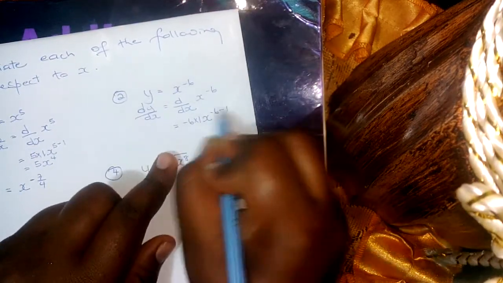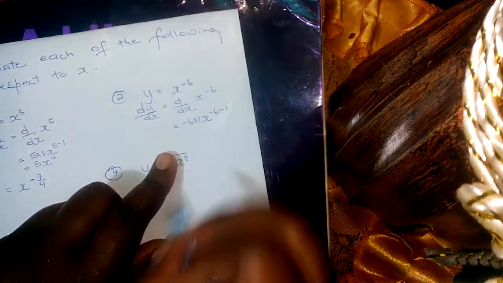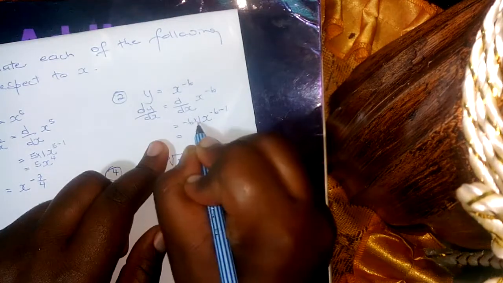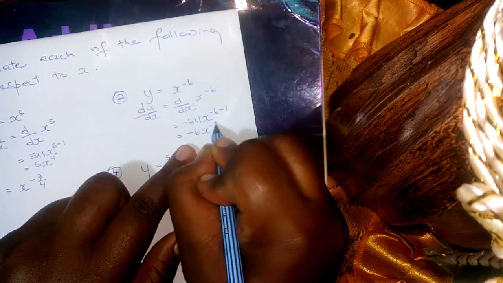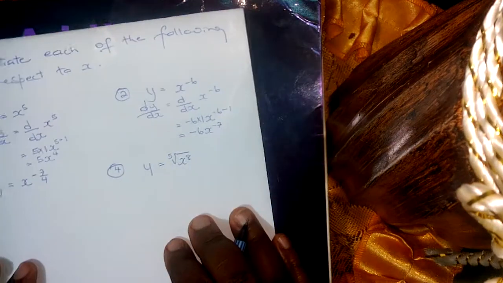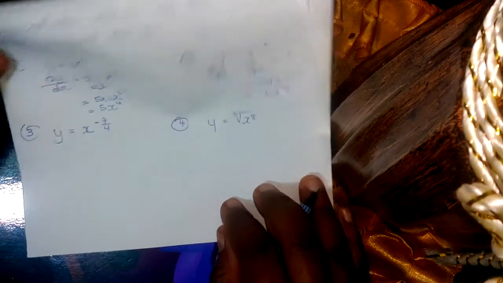Subtract 1. So we always subtract 1 from the power when we're differentiating. Equal negative 6 times 1 gives us negative 6x to the negative 7. Alright, that's it for that.